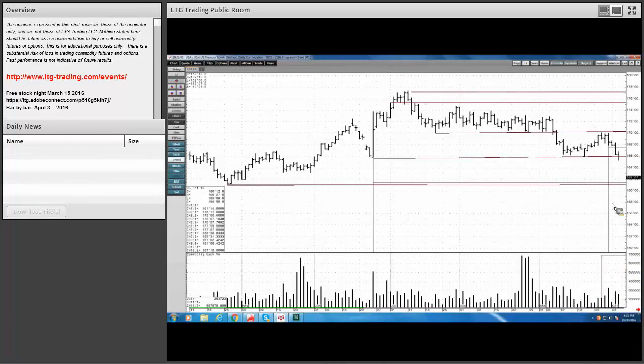Does everyone see that? Try to get these lines here. So this bar here had increasing volume to the downside and resistance. That tells you that what we thought was a spring, what we thought was the possibility of absorption, is now what?